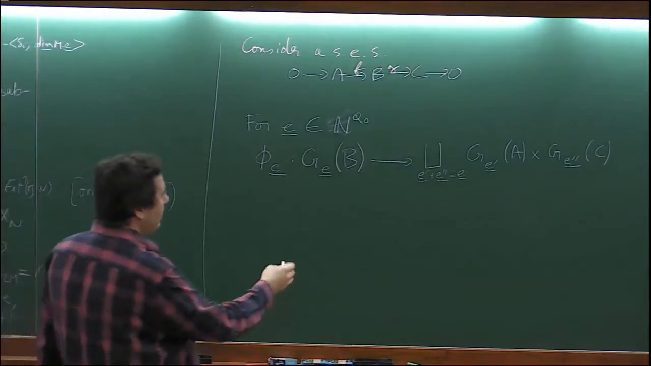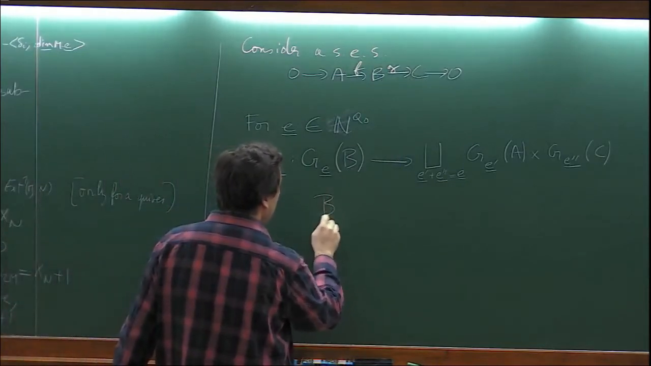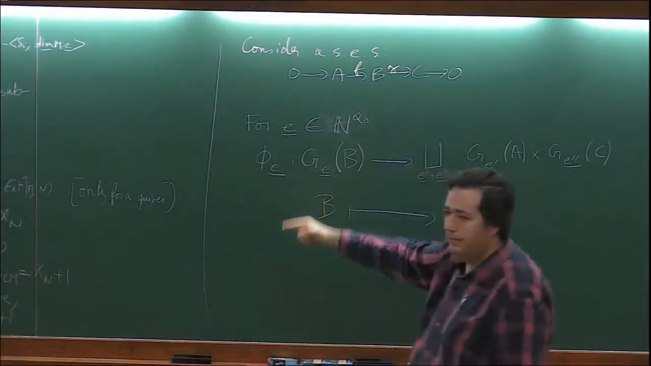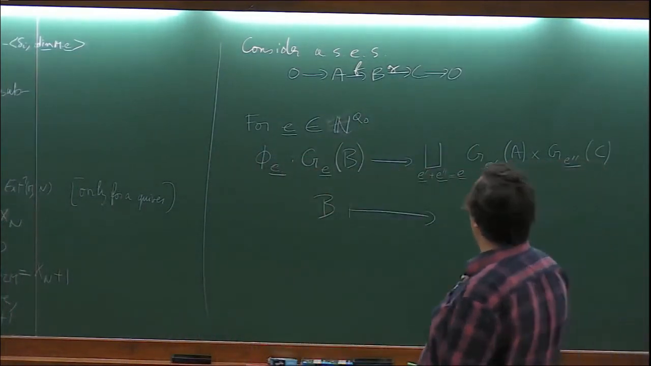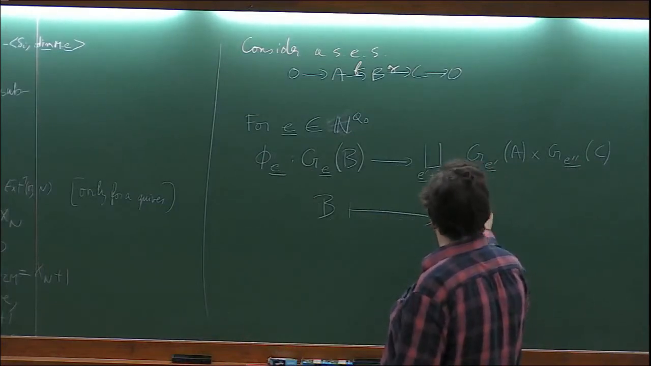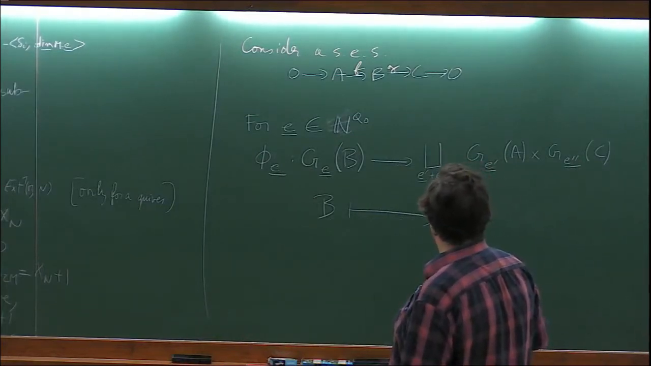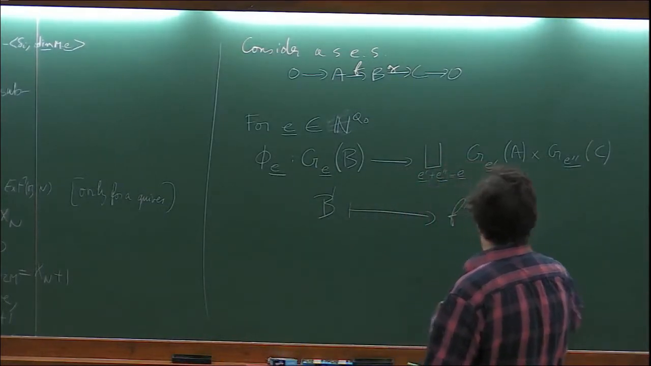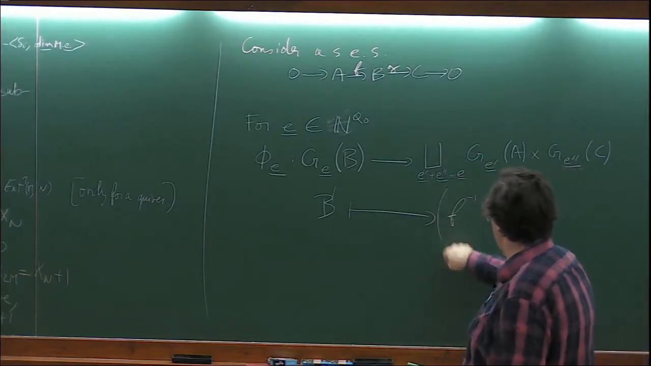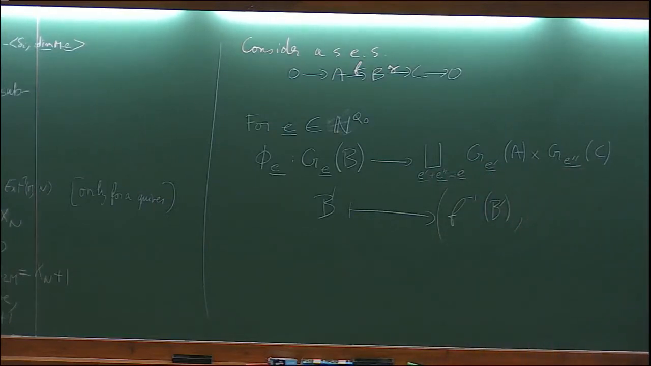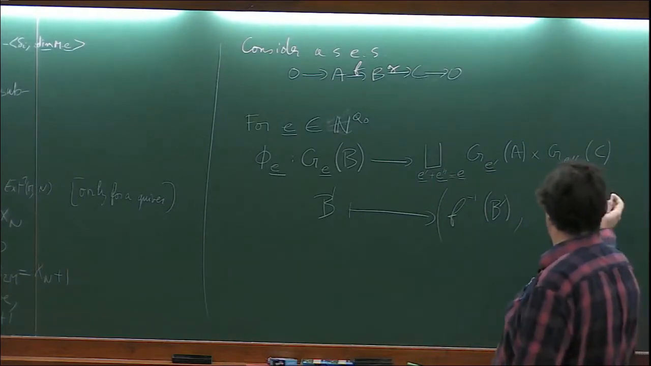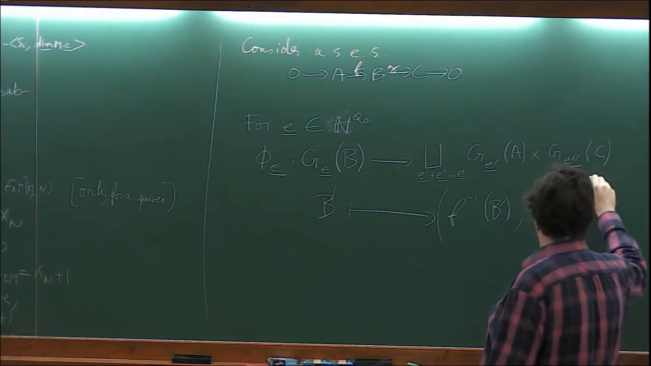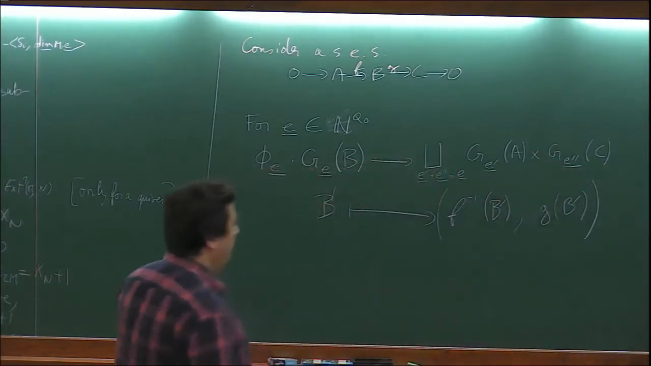So suppose that I take a sub-representation of B. How can I get a sub-representation of A? There is a kind of canonical way to do it. Just taking F minus 1 of B prime. And then how to get a sub-representation of C? Just take the image of the representation. Okay. So you can do that.